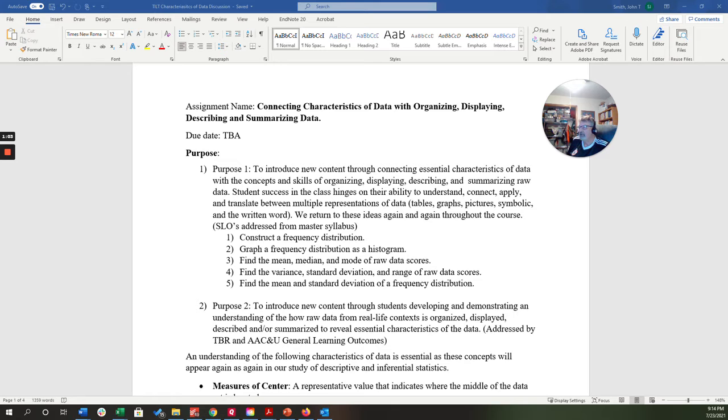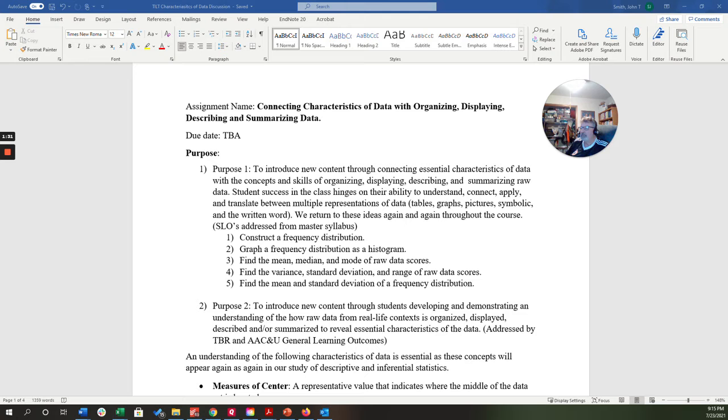The student learning outcomes addressed from the master's syllabus consist of constructing a frequency distribution, which is a tabular representation of data, to graph a frequency distribution as a histogram, to find the mean, the median, and the mode. These are measures of center of raw data scores. To find the variance, the standard deviation, and the range of raw data scores. Find the mean and standard deviation of a frequency distribution.